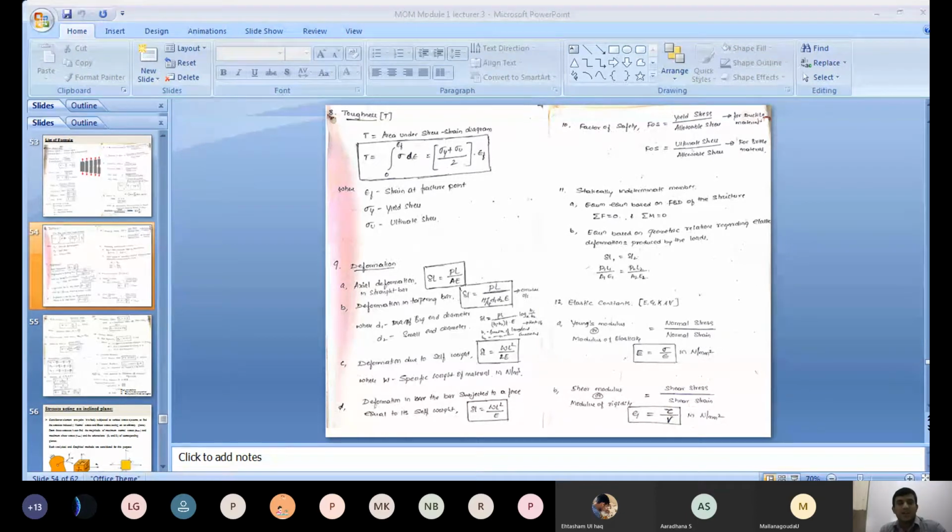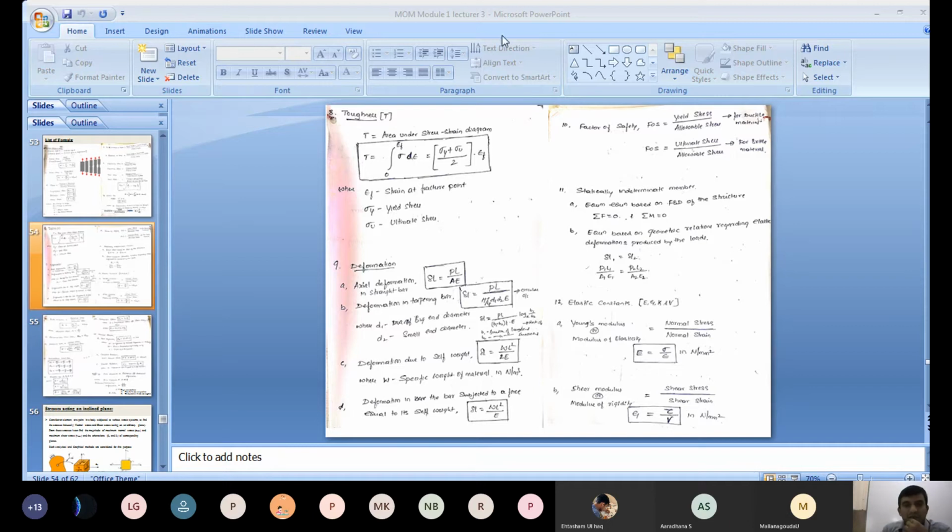Okay. Next, instead of self weight, whatever the self weight of the body is, consider that as an external force acting on the bar. Deformation in the bar subjected to a force equal to self weight. Then the deformation of the bar is delta L equal to WL square by E, right?